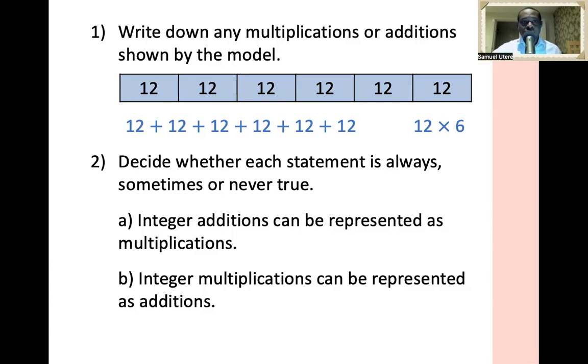Next, question 2: decide whether each statement is always, sometimes, or never true. Integer additions can be represented as multiplication sometimes, when the integers being added are the same. For example, 4 times 4 is the same thing as 4 plus 4 plus 4 plus 4, that is, 4 into 4 lots. Integer multiplications can be represented as additions, so that is always true.